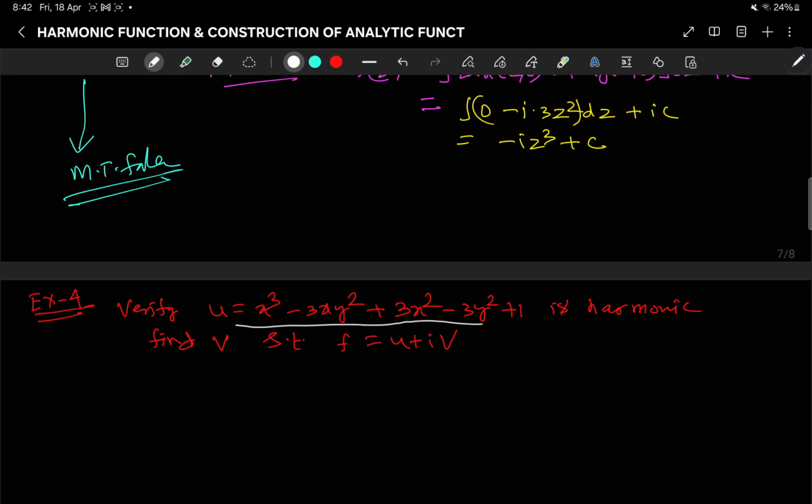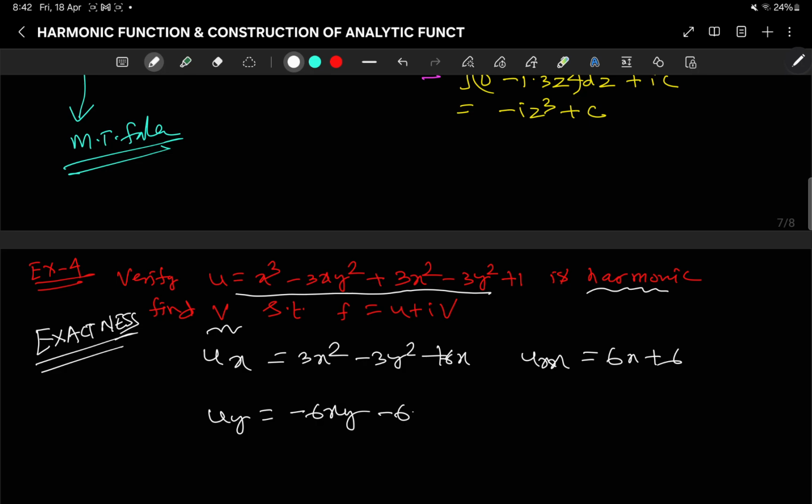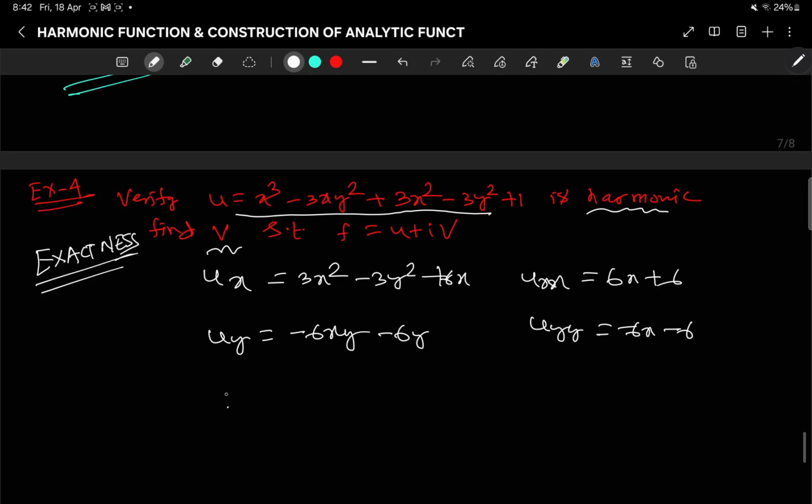Here u is given and we have to verify that this is harmonic and find v. Suppose I use another method here, exactness. So u_x is equal to 3x² − 3y² + 6x, and u_xx is 6x + 6. u_y is −6xy − 6y, so u_yy is −6x − 6. Therefore u_xx + u_yy = 0, which implies u is harmonic.